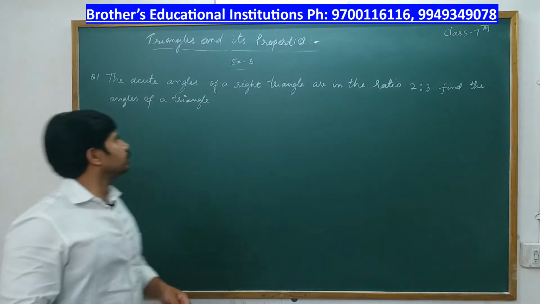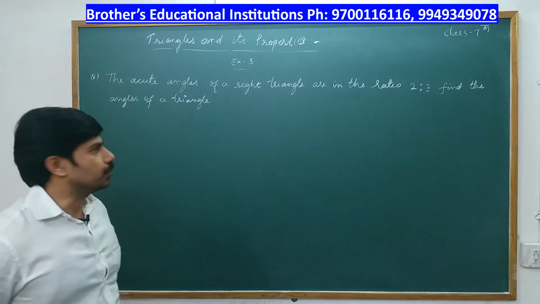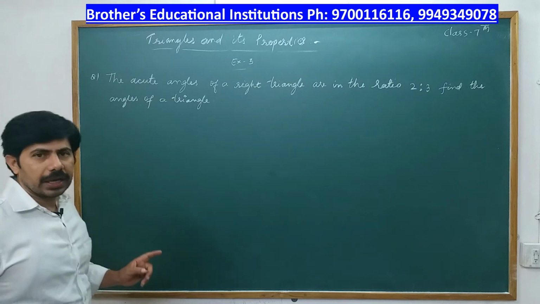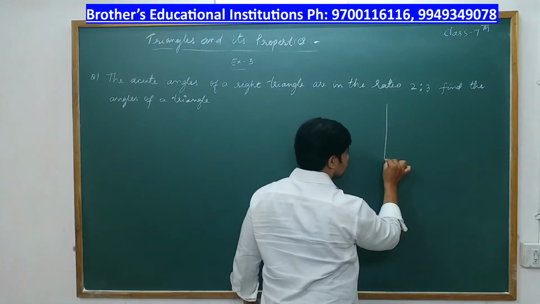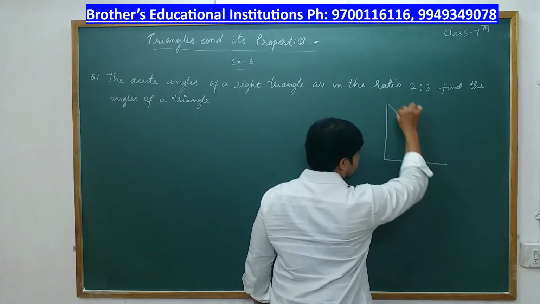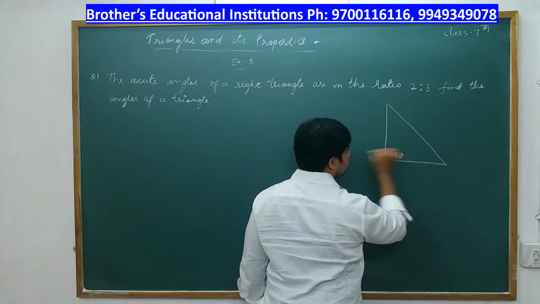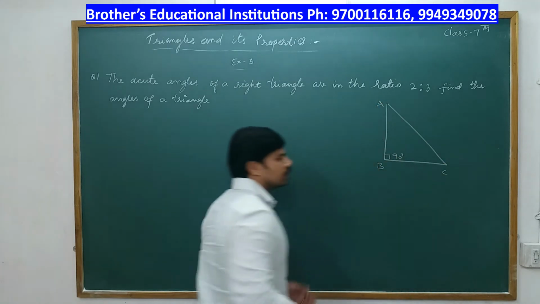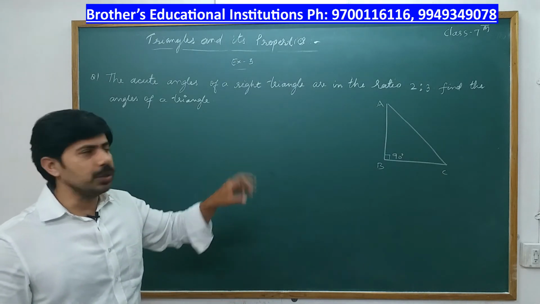Next problem. The acute angles of a right triangle are in the ratio 2:3. Find the angles of the triangle. See, a right triangle means it is a right angle triangle and one of the angles is 90 degrees. Represent it as ABC. One of the angles is 90, and the remaining two angles are given in the ratio 2:3.